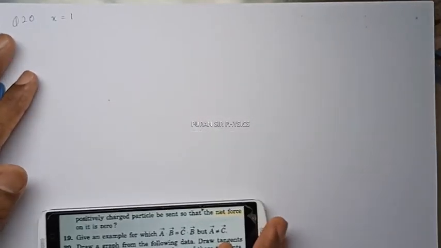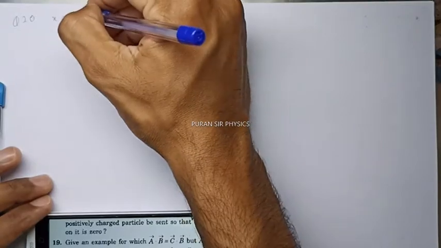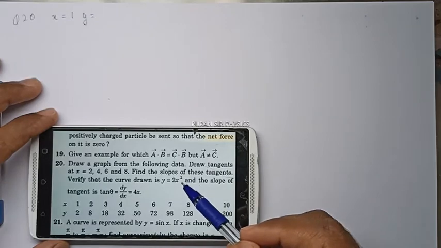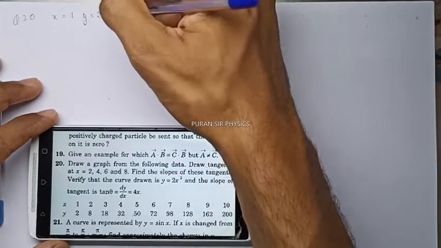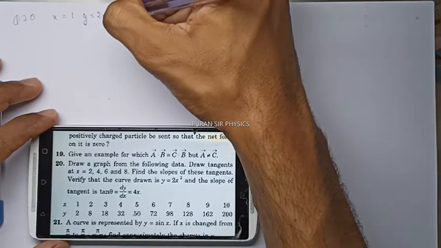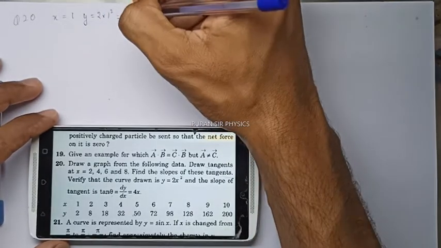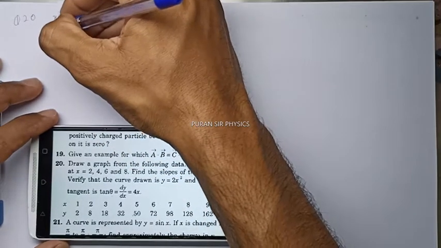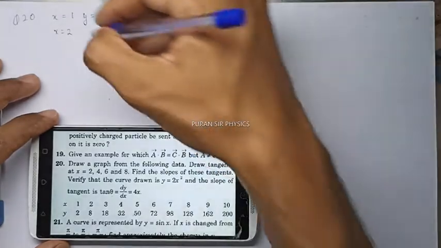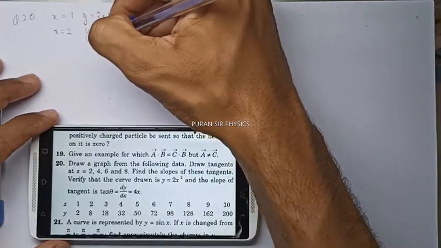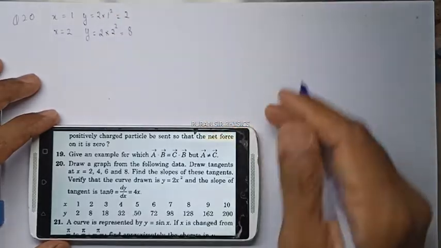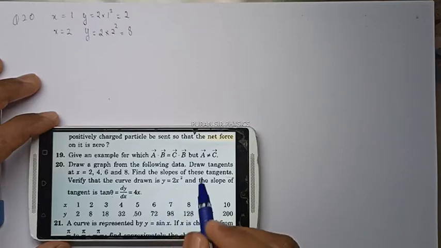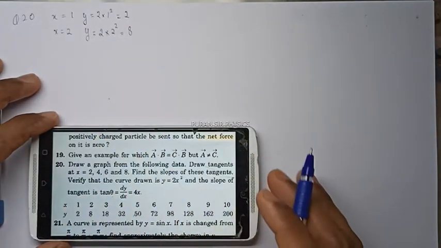okay, so we will get y equals 2 times 1 square, so it comes out to be 2. So this data point satisfies. If we put x as 2, y comes out to be 2 into 2 square, that is 8. So similarly we can prove for all the points that all these points represent this graph. So in this way we have verified it.